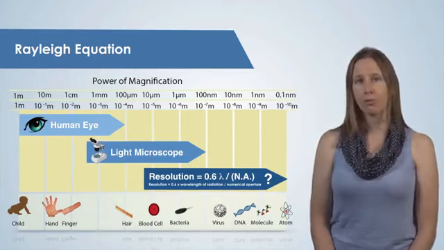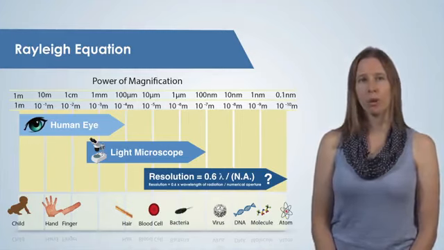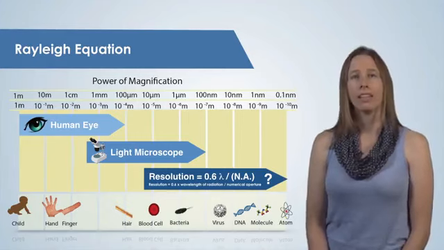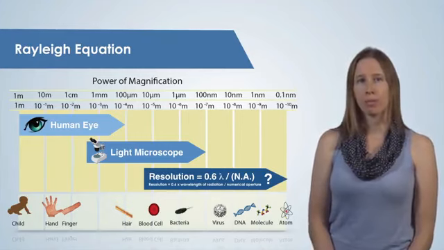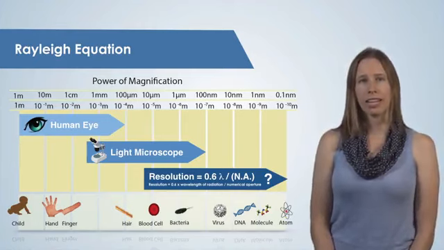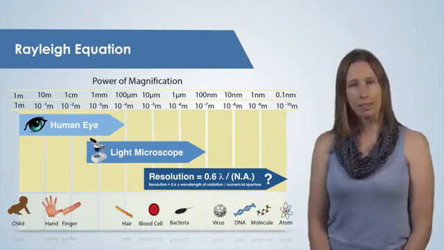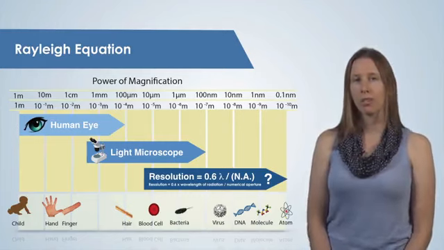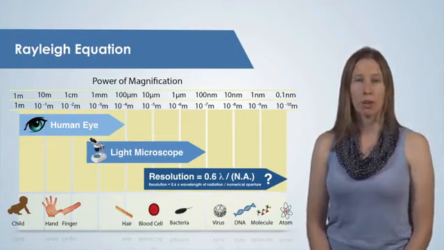It says that the resolution is equal to 0.6 times the wavelength of radiation, or lambda, divided by the numerical aperture of the microscope. The resolution is limited by the wavelength of light that is used. In theory, we could design a microscope with better resolution if we used radiation with a smaller wavelength.